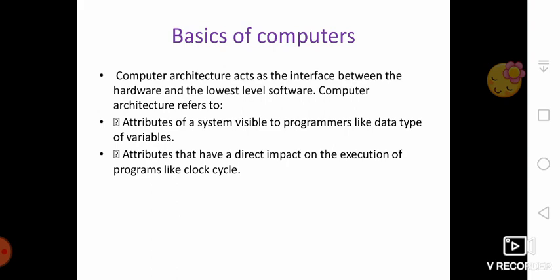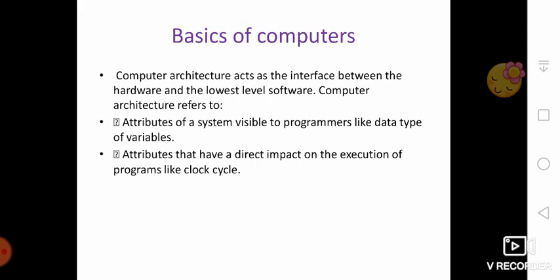Computer architecture, on the other hand, is concerned with the structure and behavior of the computer. It includes the information formats, the instruction set, and techniques for addressing memory. The attributes in computer architecture refer to the instruction set, data representations, input-output mechanisms, and addressing techniques.